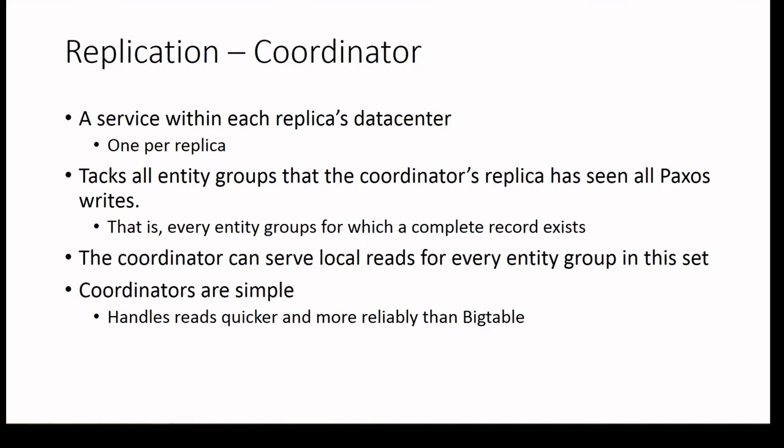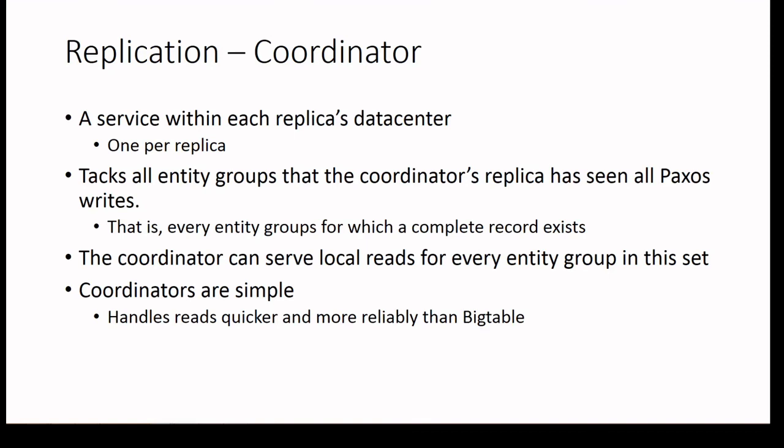The primary purpose of the coordinator is to facilitate reads. It does this by tracking every entity group that that replica has ever seen. Now, it only tracks entity groups which have a complete record with them. That means they're complete. They're not replicas that have fallen behind and need to catch up. But once it sees them, it keeps track of them, and it can now serve local reads from any entity group in that set of complete replicas that it's seen.